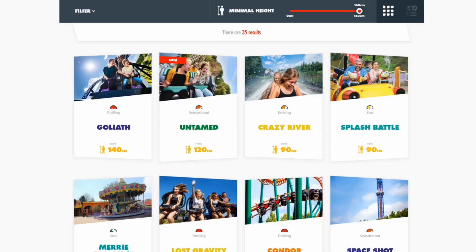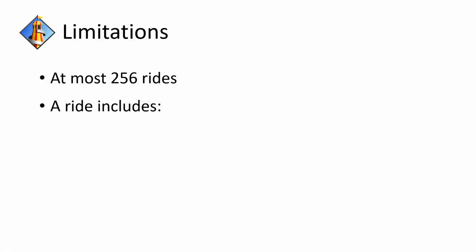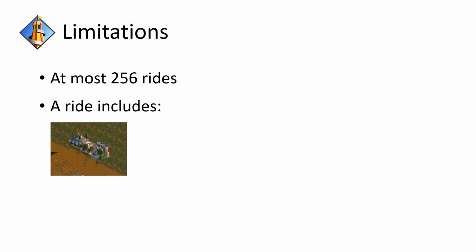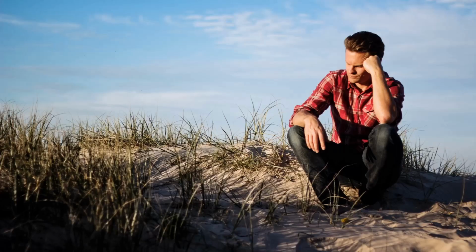Another limitation is that the maximum amount of rides in the park is 256, which sounds like a lot. Walibi Holland only has 35 different rides, so what's the big deal? The thing is, a ride in OpenRCT2 includes not only attractions, but also food stands, kiosks, and other shops. You can see how this can become a problem when trying to build a large theme park.